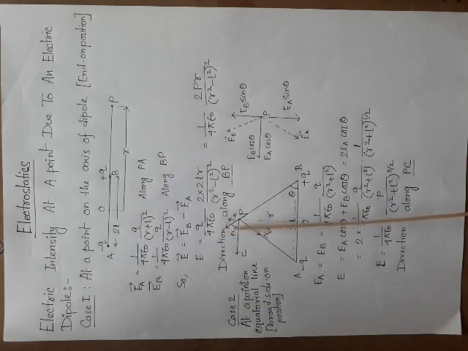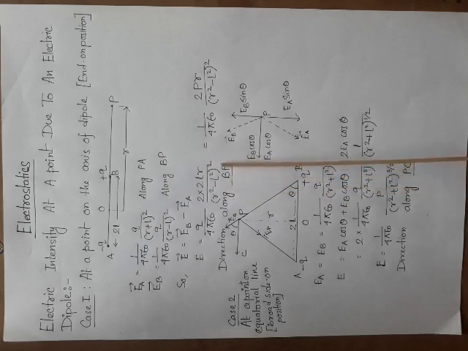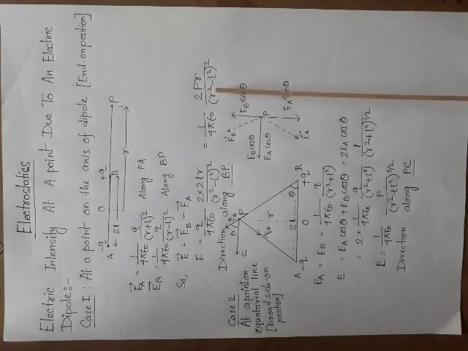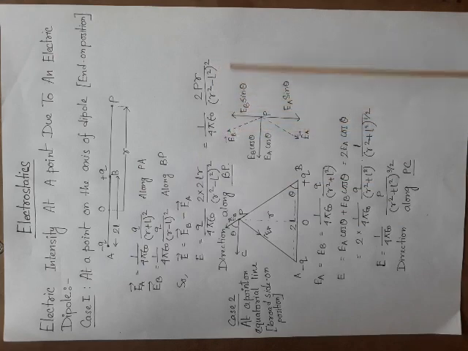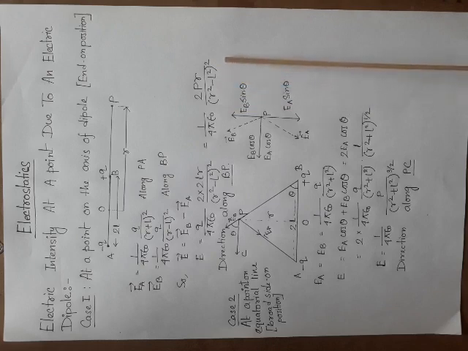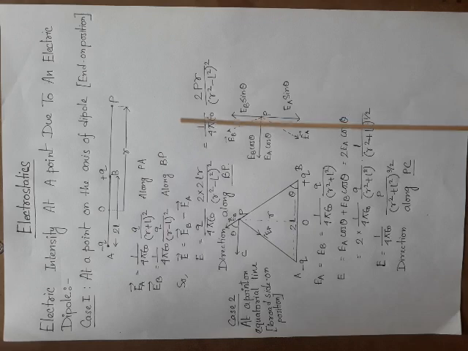q by 4 pi epsilon naught into 2 into 2Lr divided by (r square minus L square) whole square, where 2Lq is known as p, that is dipole moment. So the final expression becomes 1 by 4 pi epsilon naught 2pr divided by (r square minus L square) whole square. The direction of E is along BP, as EB is greater than EA.